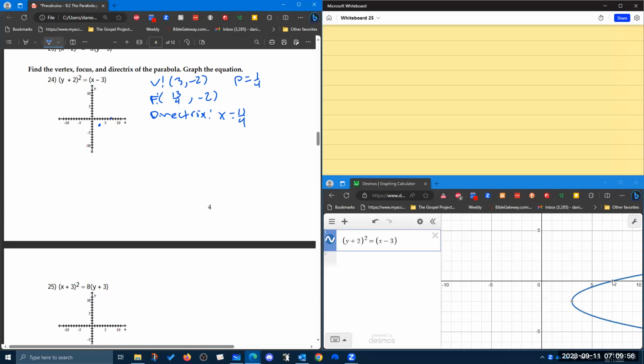Remember, your axis of symmetry goes through the line y = -2. So since we're at (7, 0), we also have (7, -4), which is just a reflection across that axis of symmetry. And that'll help me get what my parabola looks like.